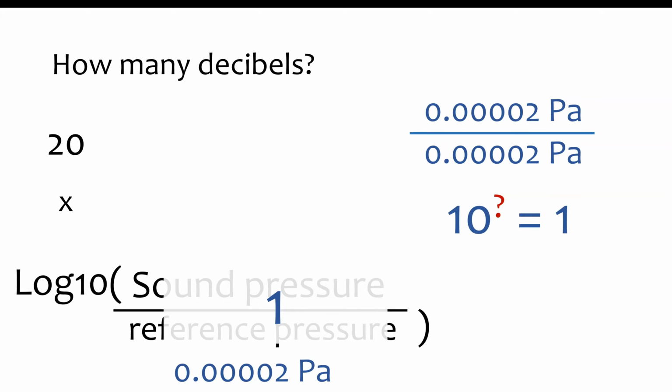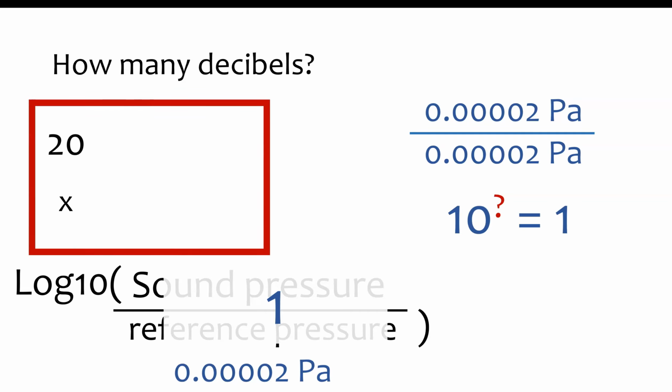So 10 raised to what power equals 1? As it turns out, any number raised to the power of 0 equals 1. So 20 times 0 gives us 0 decibels. So 0 decibels doesn't mean no air pressure, doesn't mean no sound. It means that the level of air pressure you have is exactly equal to the reference pressure that we compare everything else to. So this would be the lowest amount of sound that you can expect to hear if you have typical healthy hearing.